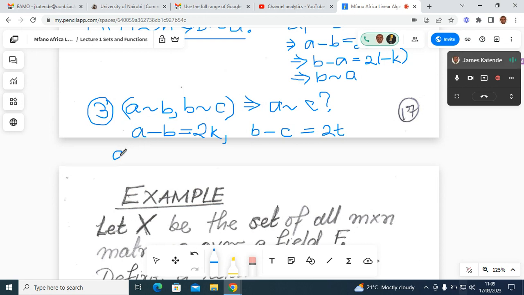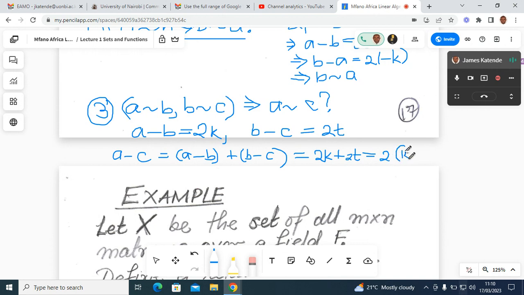So how do we write a minus c? A minus c can be written, you can break it down as a minus b plus b minus c, and that will still be true. This minus b plus b will give you 0, so you'll still be left with a minus c. But we have some information about a minus b and b minus c, so we can replace a minus b with 2k, and we can replace b minus c with 2t. So again, we've been able to write a minus c as a multiple of 2 because I can pull out the 2 and have k plus t.